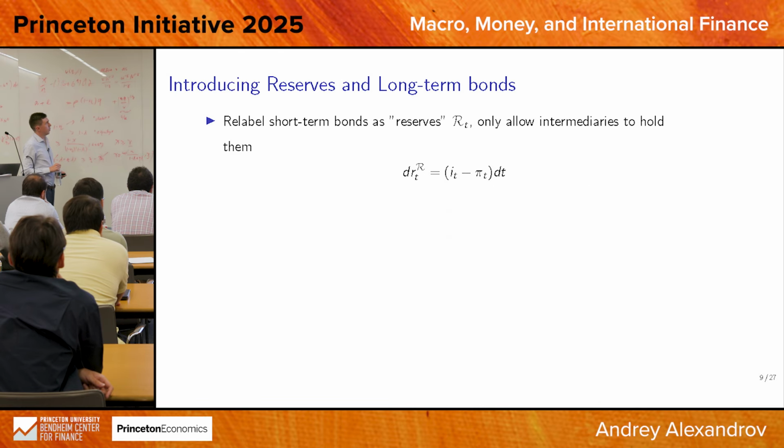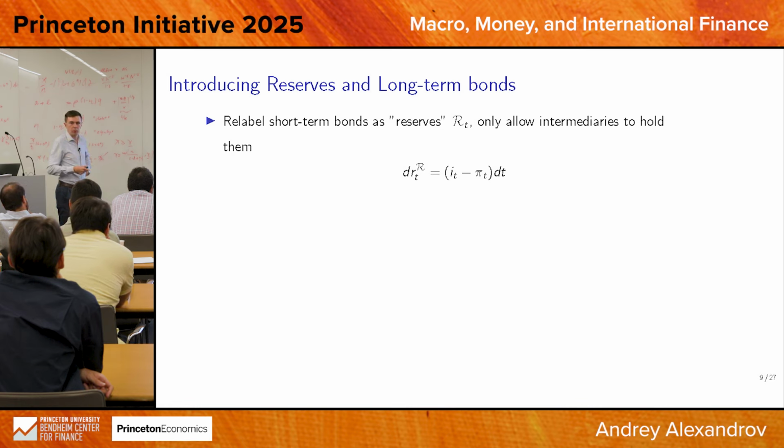The last thing we have to do is add the reserves and the long-term bonds. As I said, reserves are going to be pretty straightforward. They're going to be the same as short-term bonds. They pay some interest i_t. Now it's going to be interest on reserves, adjusted for inflation. That's the real return. And all the intermediaries can hold them. So households will not have these assets in their portfolios. Yes?